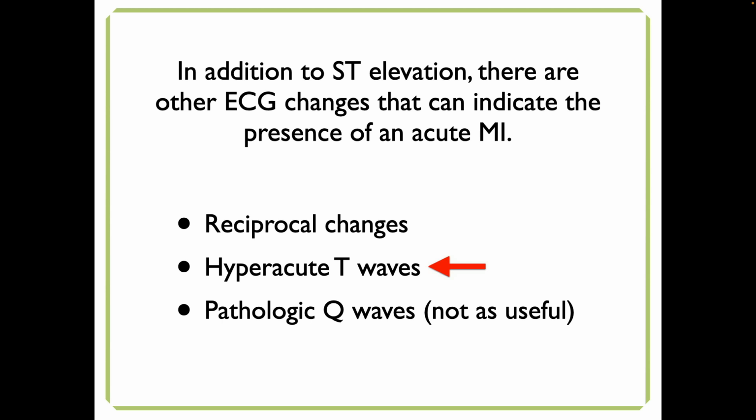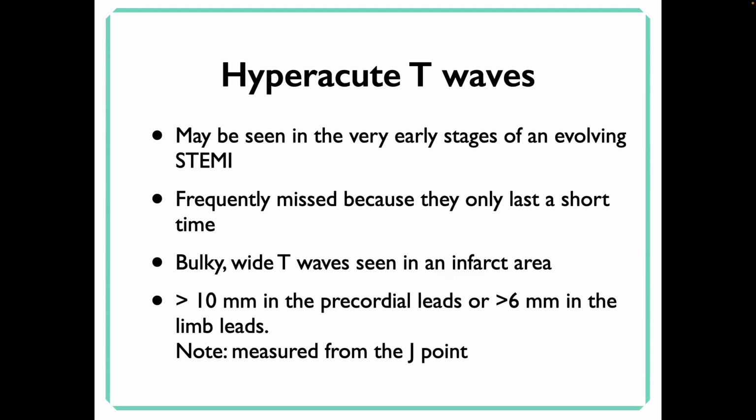Hyperacute T waves do tend to be large, but that's not what the term hyperacute means. It means extra quick, extra soon, okay? So that's what hyperacute means. They're called that because hyperacute T waves, which you don't see all that often, and the reason you don't is they may be seen in the very early stages of an evolving STEMI, very early. That's what hyperacute means, very early, hyper early, okay?